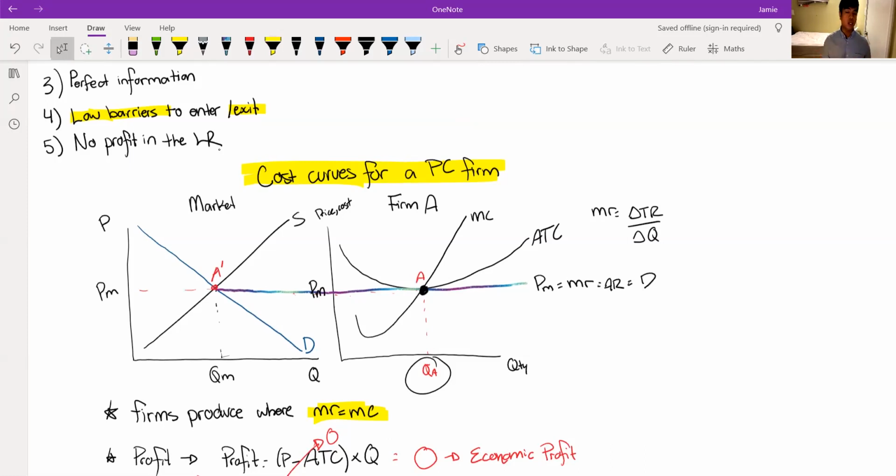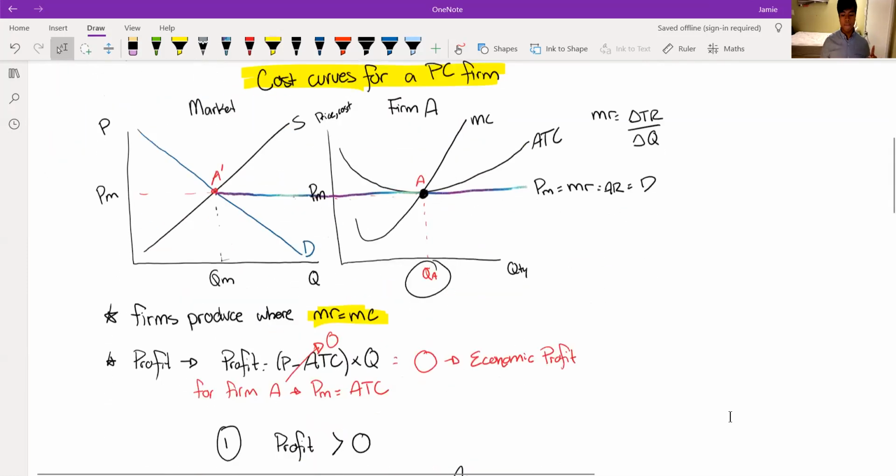Firms are all producing at the lowest average total cost. That's productive efficiency. And so allocative efficiency occurs when the market price is equal to the marginal cost of production.